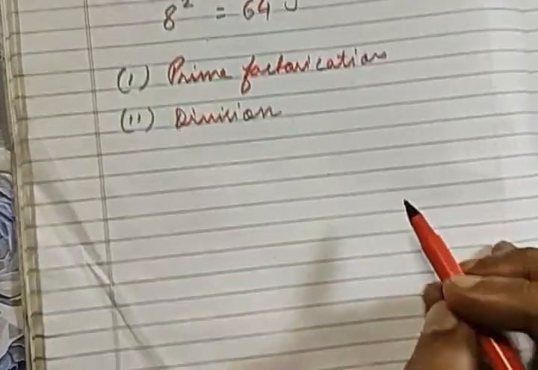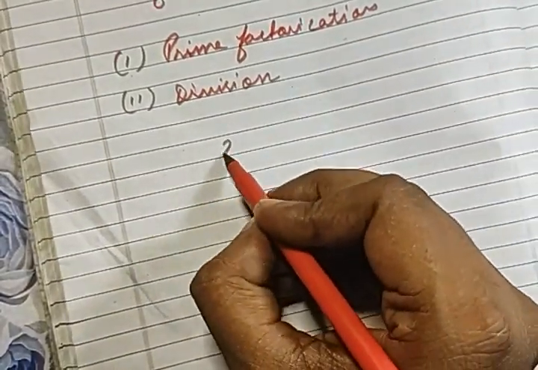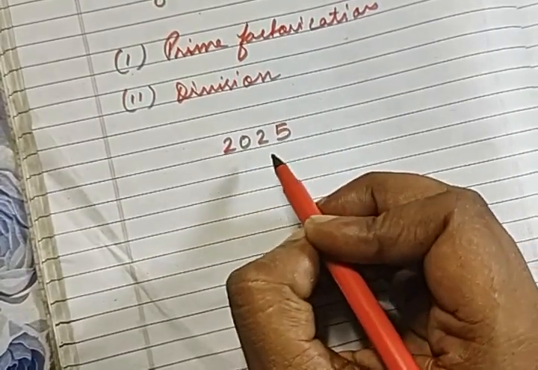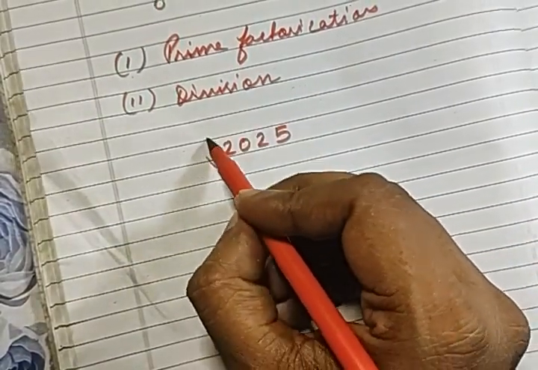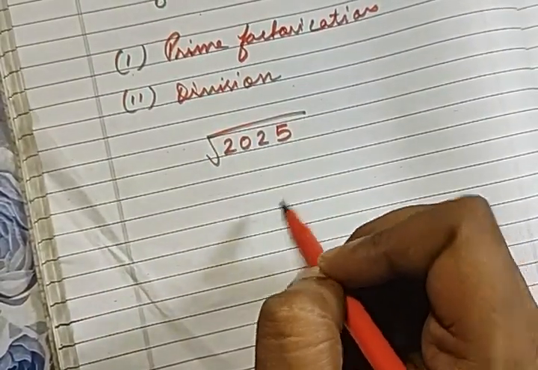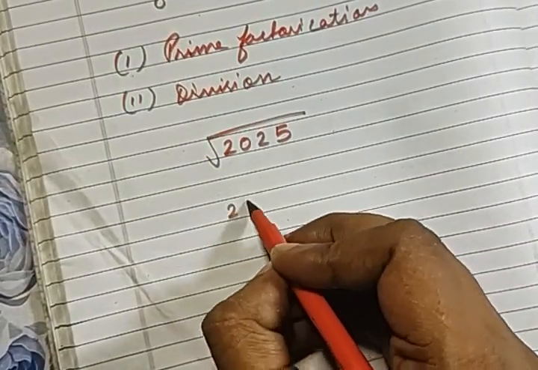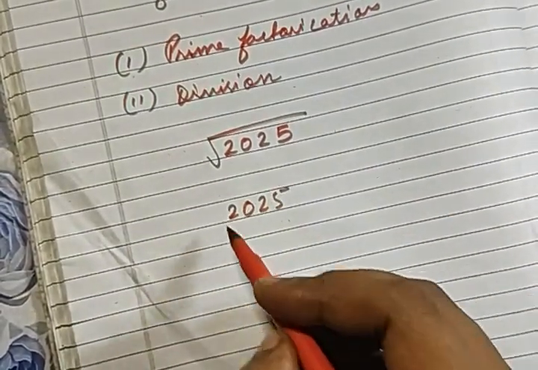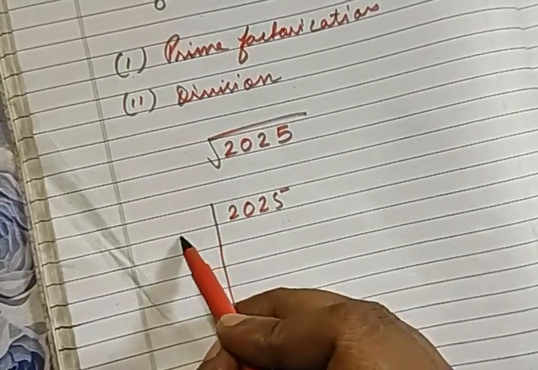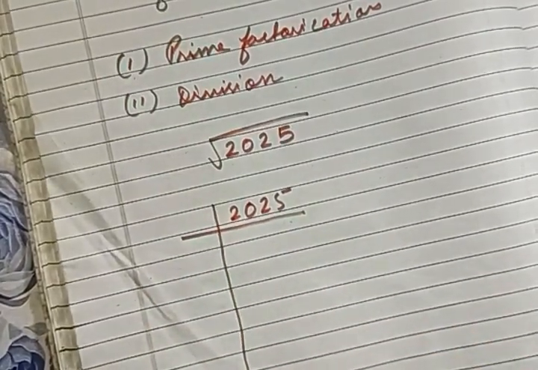Suppose we have a number, say 2025, and we want to find the square root of this. So what we will do is simply write 2025 and try to factorize it. You know how to factorize, right? This pen is not writing.